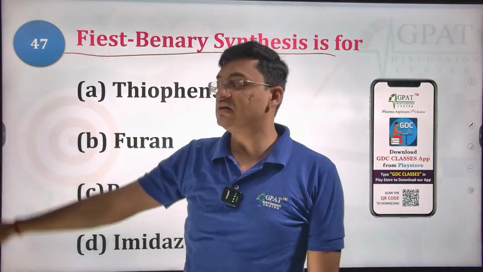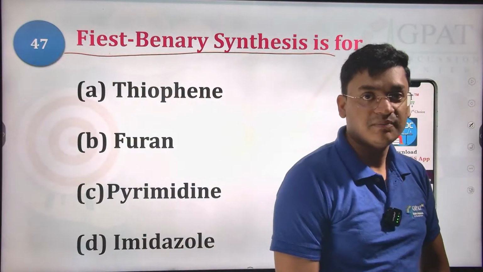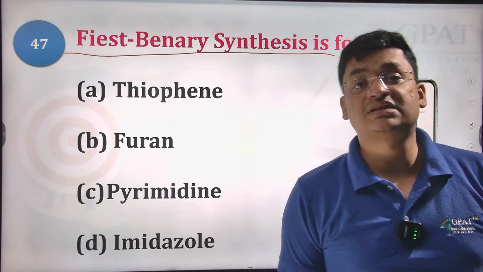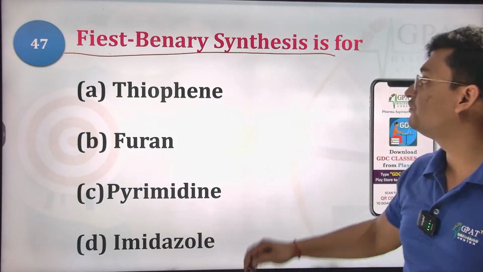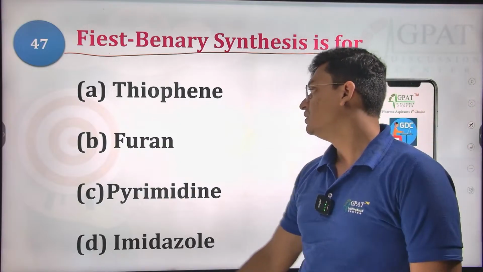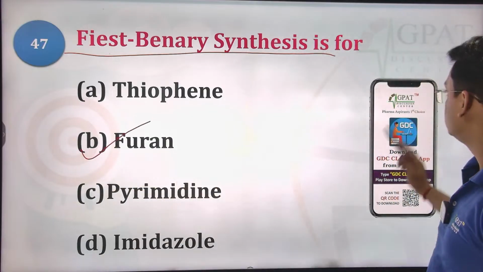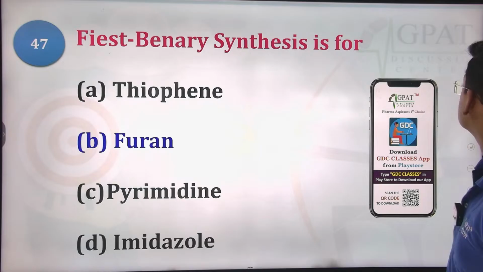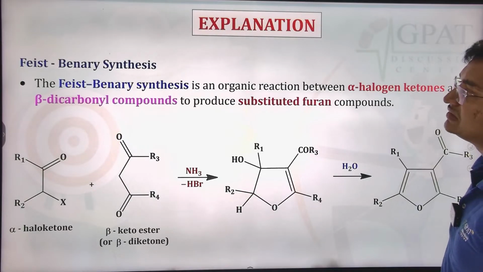Feist-Benary synthesis is related to that. So Feist-Benary synthesis is all about the synthesis reaction of furan. So this Feist-Benary reaction is related to the furan. The synthesis of furan is possible because of the Feist-Benary synthesis reaction.